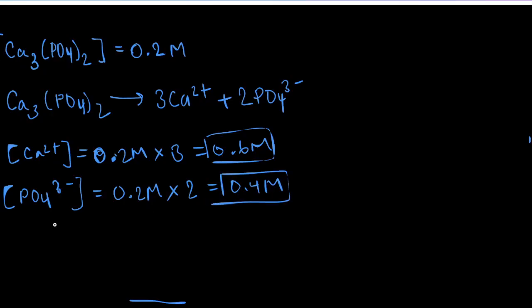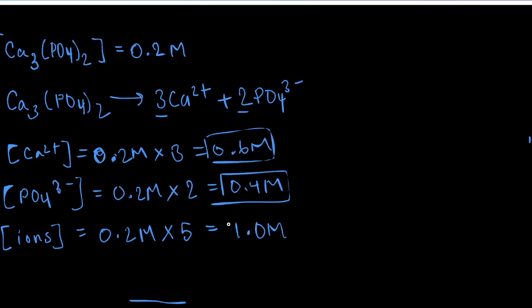And finally, what is the total ion concentration? Well, the concentration of ions in this solution, 0.2 molar times, well, that's just 3 plus 2. For every calcium phosphate molecule that dissociates, we'll get 3 calcium ions, 2 phosphate ions, for a total of 5 ions. So that's 0.2 times 5, and that will just be 1 molar. And that is the answer. Or that's how you do this. So hopefully this is making sense.